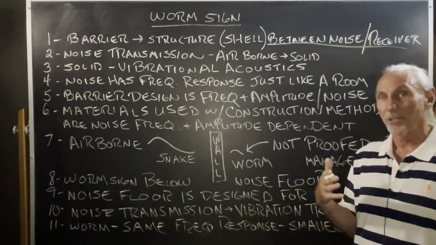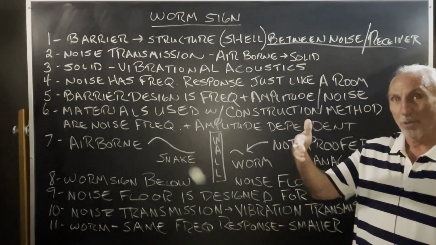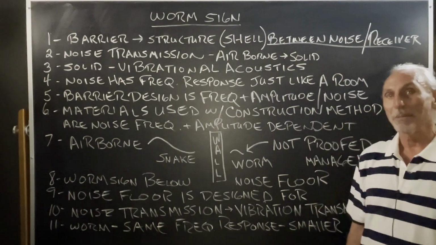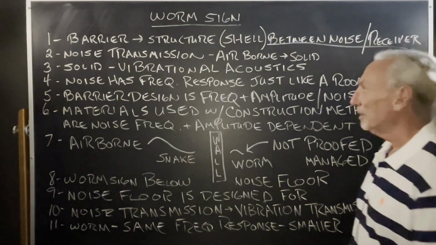Remember, there's three walls in a room. There's the shell for noise. There's the climate control wall, BTU retention, hot and cold, and then there's the treatment wall. So we have three walls inside of our critical listening rooms.